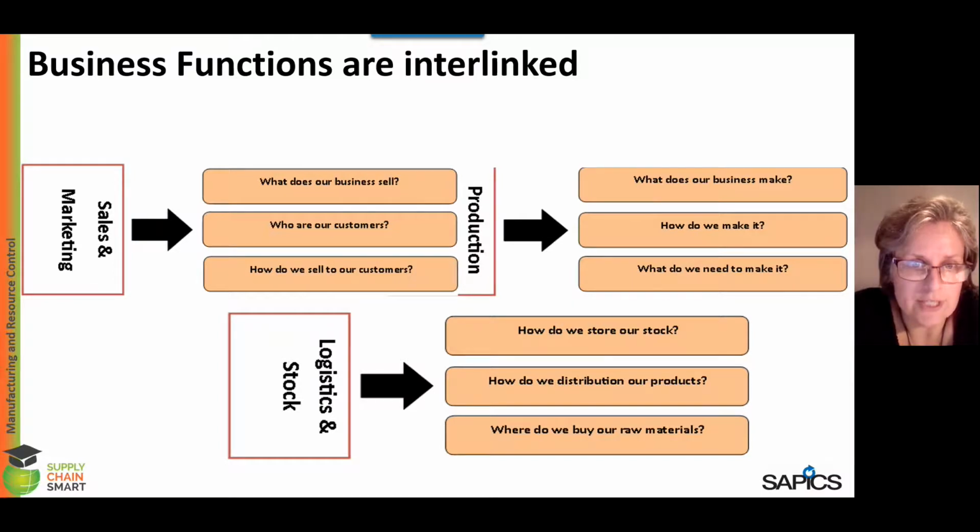Linked to all of this is the concept of logistics and stock management. This defines how we store our stock, how we distribute our products, and where we buy our raw materials from. And all these different things interlink, because without a customer, a product is meaningless. Without a product, you have no customer. And without the supply chain making sure that the product moves from raw materials through production to the customer, nothing happens.